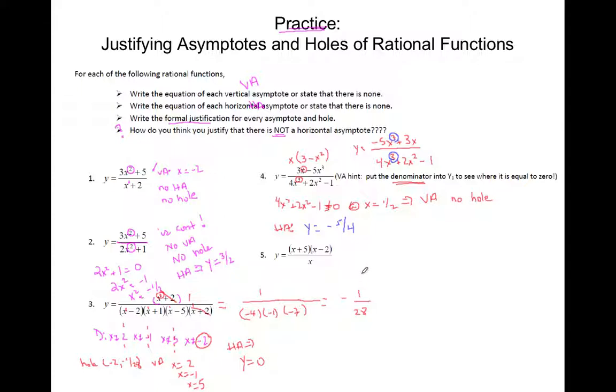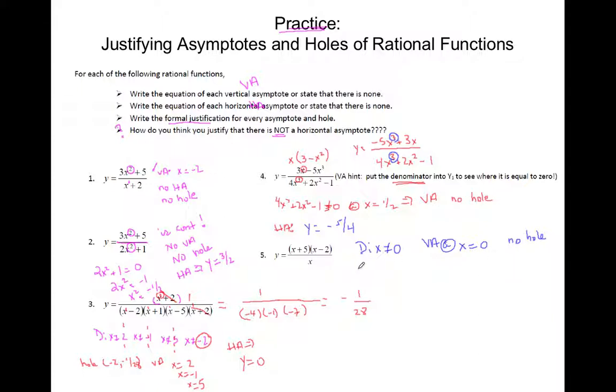All right. Now last one. Notice I only have an x in the denominator. What number makes the denominator equal to 0? That's right, 0. So there's only one bad x. Your domain is x cannot equal 0. And that's not a factor in the numerator. Therefore, there is a vertical asymptote at x equals 0. There is no hole because there was no factor that canceled out with x.